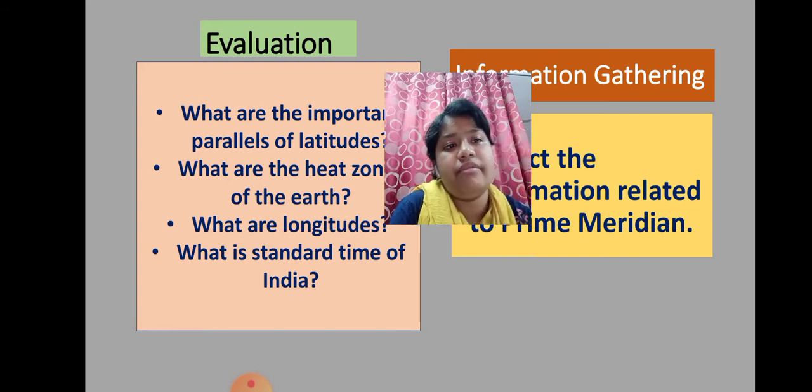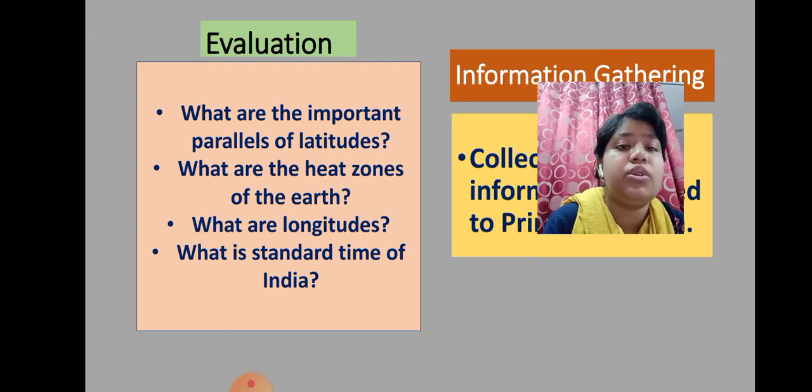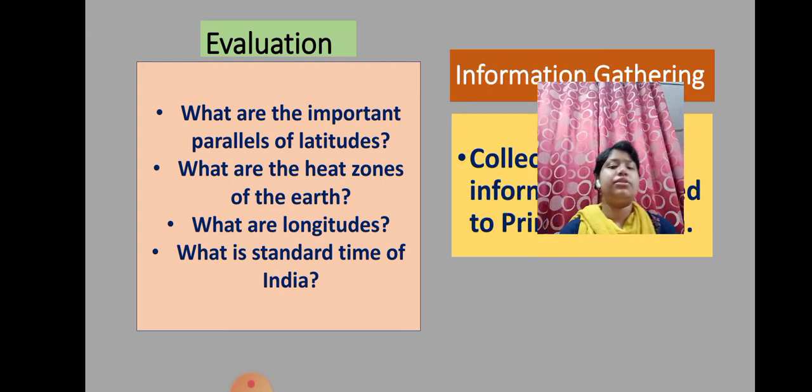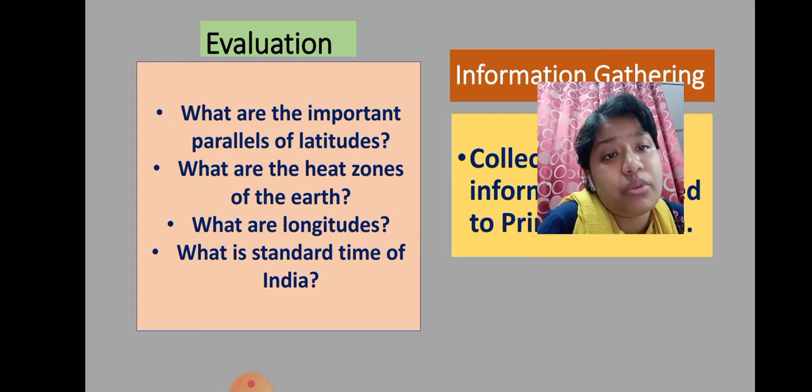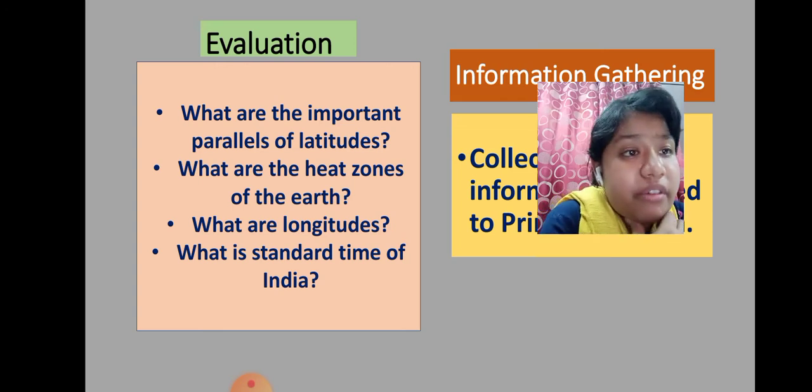Now if we recap today's class, what are the important parallels of latitude? We have seen the equatorial zone, then the Tropic of Capricorn, Tropic of Cancer, then the subtropic, then the temperate zone, then the frigid zone. All these are the important parallels of latitude.